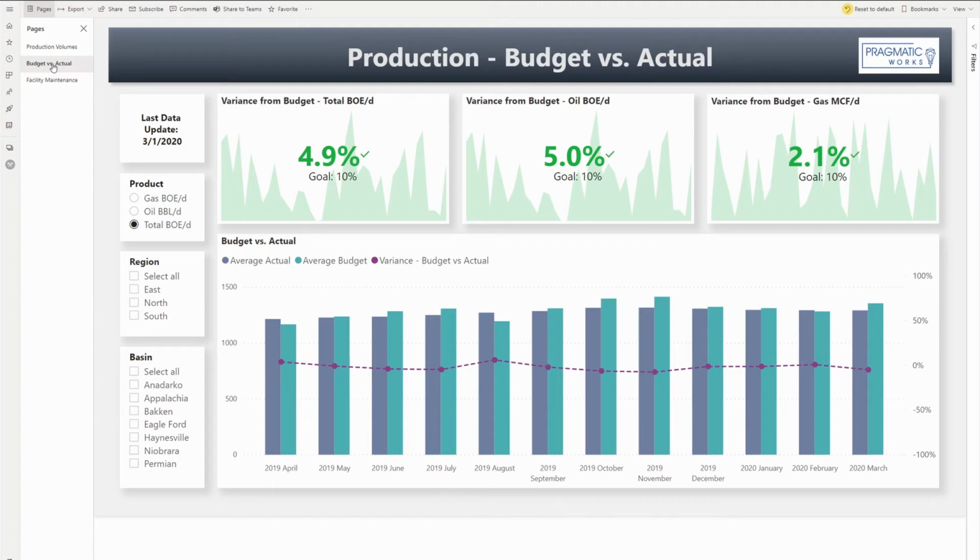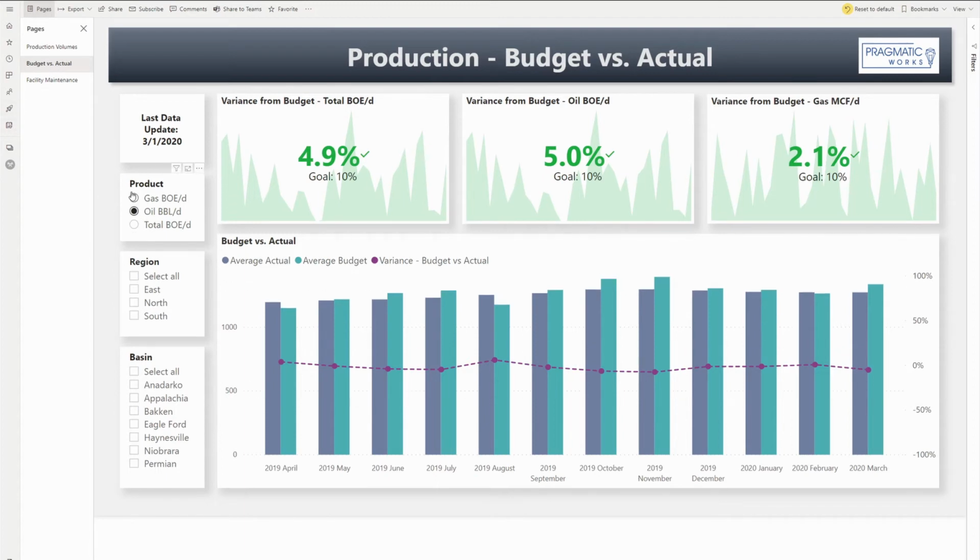You'll notice this chart uses a distinct y-axis for volume and variance. To the left, we once again feature slicers that let you analyze the data by product type, region, or basin.